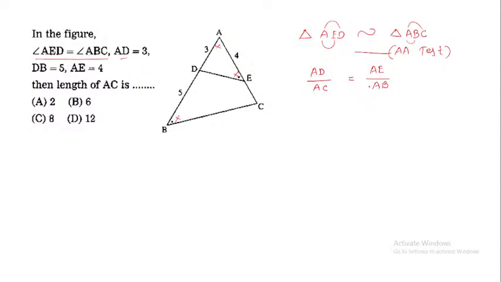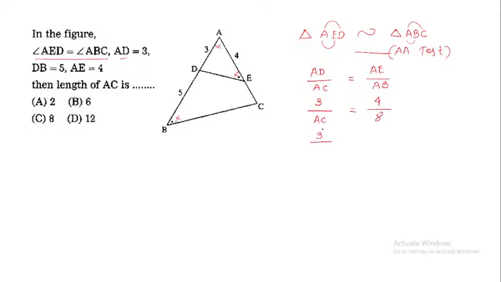AE divided by AB is equal to AD divided by AC. Now we have the length of segment AE, and AD is given to be 3. We have to find AC. So AC is equal to AE, which is given to be 4, divided by AB. AB is not given, but we can find it as the sum of two smaller segments, AD plus DB. So 3 plus 5 is 8. The length of segment AB is 8, so that should be in the denominator.